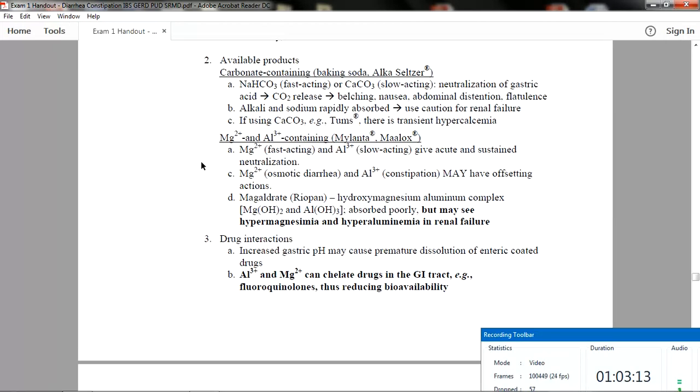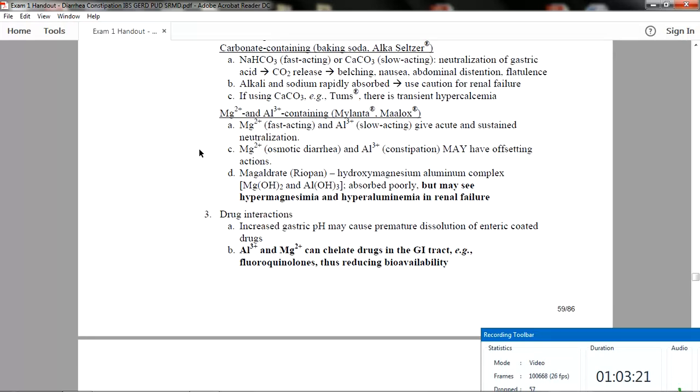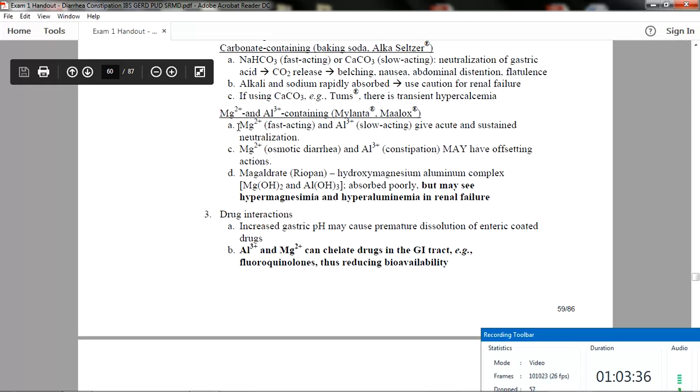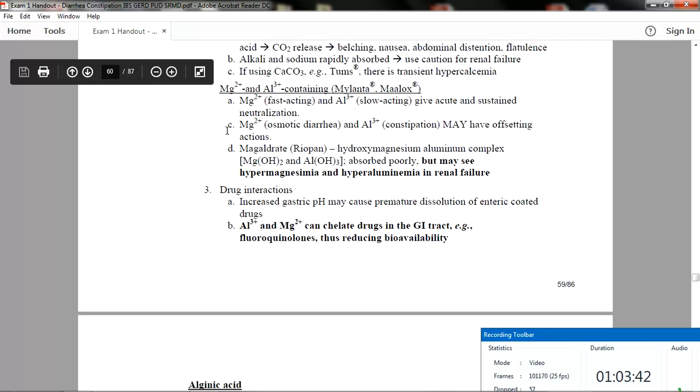We have magnesium and aluminum containing ones, so Mylanta, Maalox. Magnesium is fast acting, aluminum is slow acting. In some cases you'll have them combined. For instance, Maalox, if you look at the name, you can kind of imagine where the name came from: magnesium and aluminum. If we combine a fast acting and a slow acting, we can get acute and sustained neutralization. So a practical benefit there.